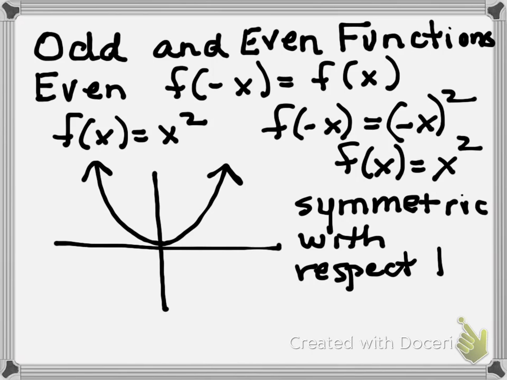With respect to the y-axis. So if you were to look at this graphically, that's a property of an even function, that it is symmetric with respect to the y-axis. If I go over 2 to the right for x, I'd go up 4. If I go to the left, -2 and up 4, I'm going to get a point on the graph.